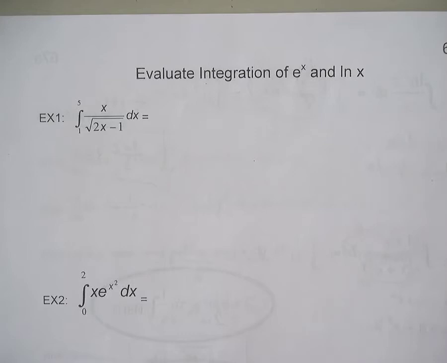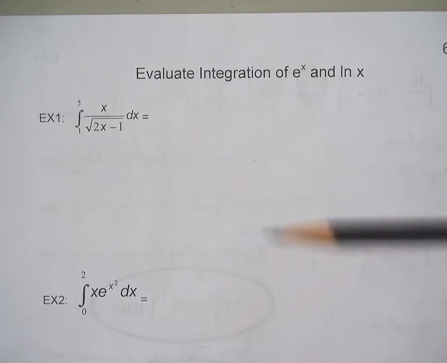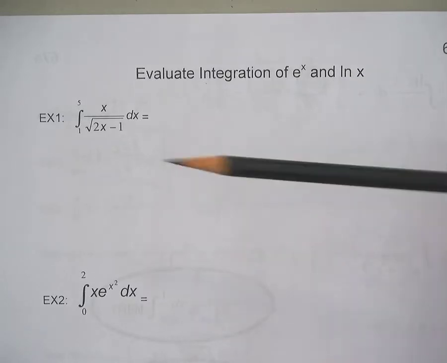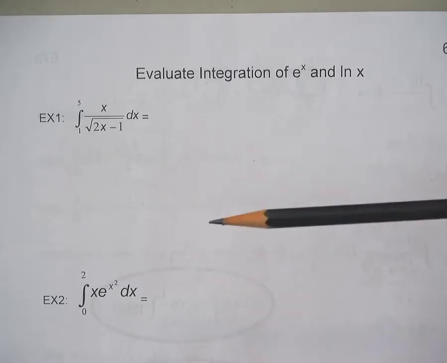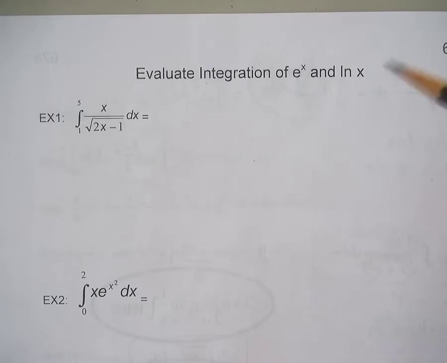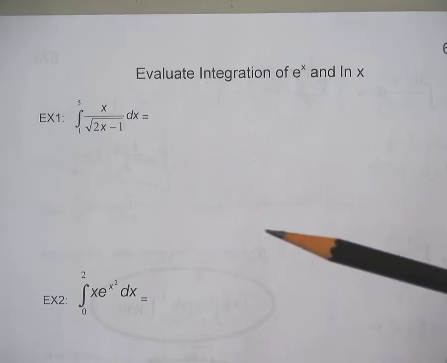This is going to be a relatively simple lesson. We're going to be evaluating the integrals of e to the x and the natural log of x. So to start off, just pulling something in from what we already know, example 1 here. This doesn't have anything to do with the natural log of x. It doesn't have anything to do with e. This is just a straightforward question using u substitution with a definite integral.